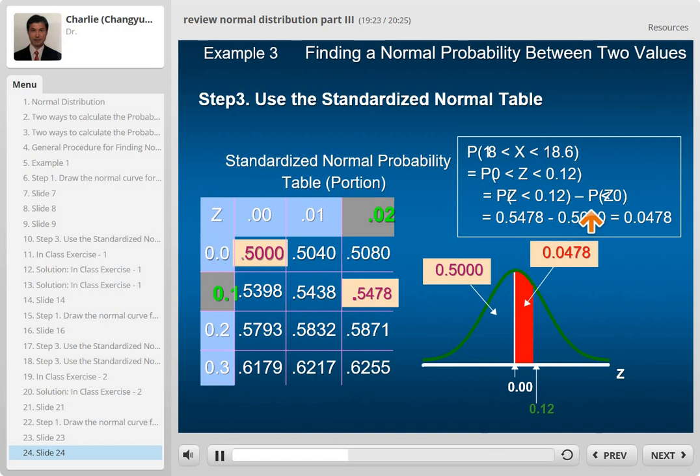From the normal distribution table, we find that the probability of z smaller than 0.12 equals 0.5478. From the table, we can also find that the probability of z smaller than 0 equals 0.5. So we plug in these two numbers, and we get 0.0478. And that is the size of this highlighted area. This part is the probability of z smaller than 0, and this part is the probability of z smaller than 0.12. So this is the highlighted area, and the size of it is 0.0478. And we're done. This is also the probability of x bigger than 18 and smaller than 18.6.